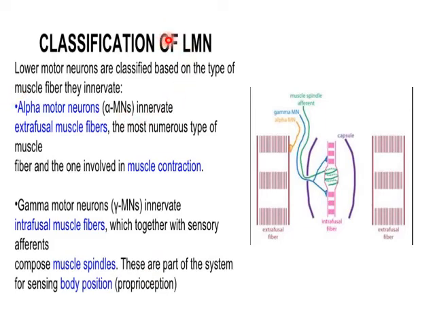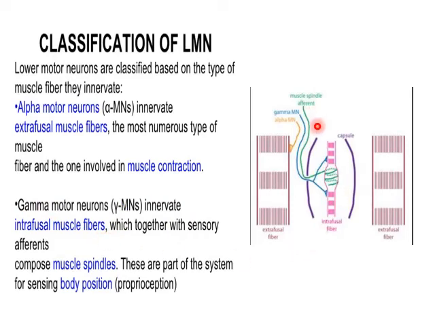If we want to classify the lower motor neurons, we have two main classifications. The first classification is based on the type of muscle fibers that they innervate. The first one is called the alpha motor neuron, which innervates extrafusal muscle fibers, the most numerous type of muscle fiber, involved in muscle contraction, as exactly seen here. Now, the other classification is the gamma motor neuron, which innervates intrafusal muscle fibers.